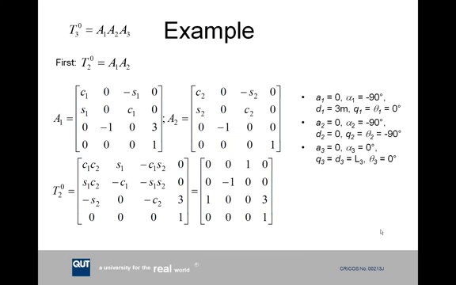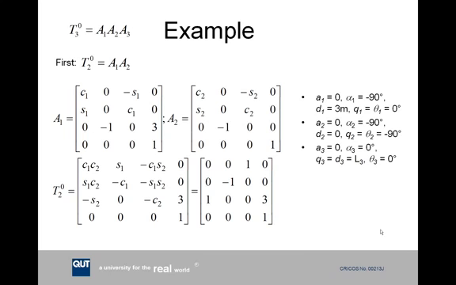Because matrix multiplication is associative, we can do it in bits, different bits at once. So we're trying to find the overall T subscript 3 superscript 0 transformation matrix, which is A1 times A2 times A3. But what we can do first is just find the transformation matrix between reference frame 2 and reference frame 0, which is just A1, A2.